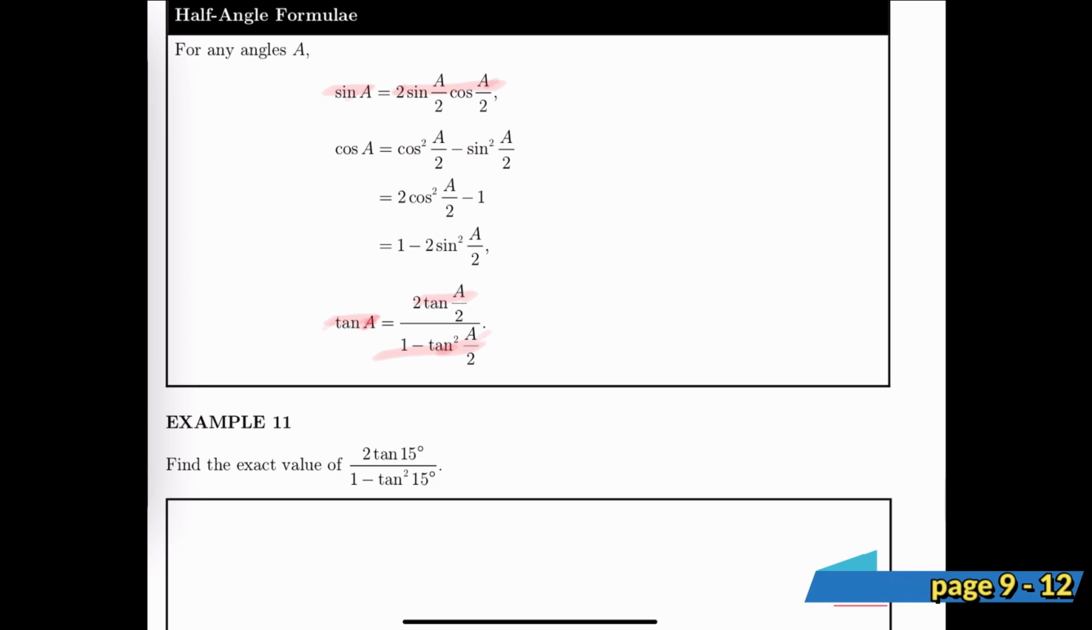But similar to double angle, only cos has 3 different formulas. Alright, so which one to choose from? It depends on what type of information you have in the question. You must choose carefully when it comes to cos A.